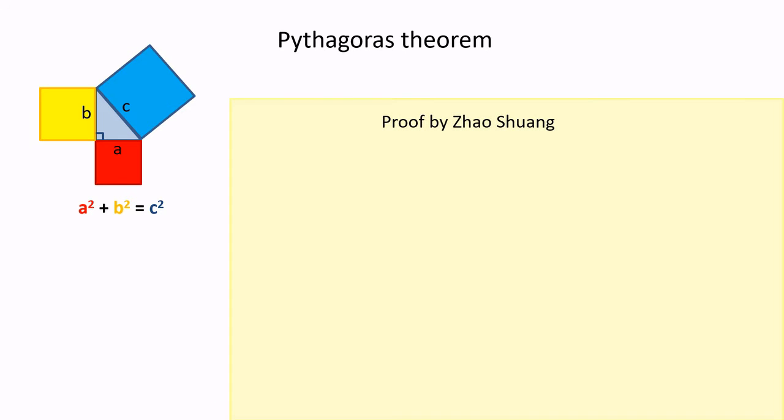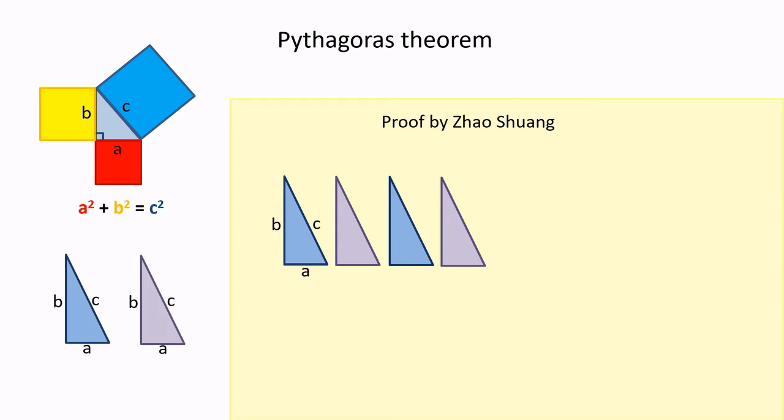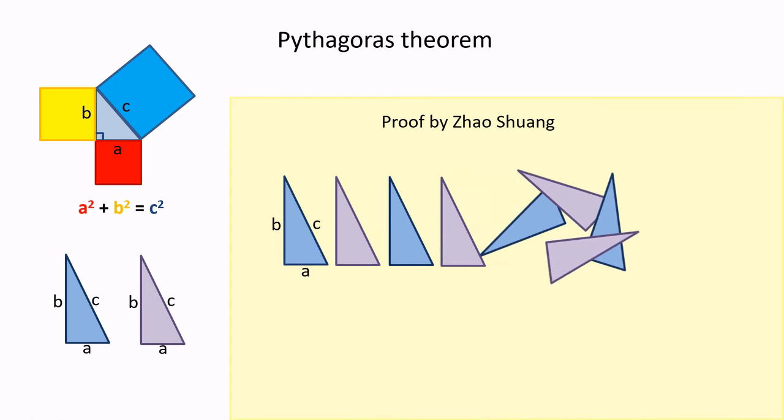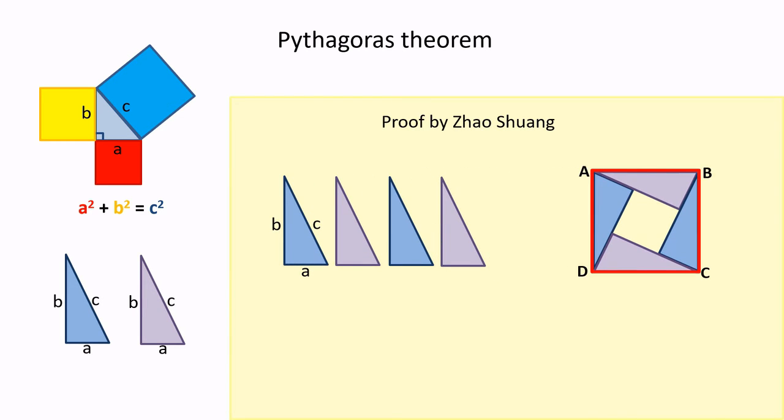The ancient Chinese mathematician Chou Pei suggested a proof of Pythagoras' theorem also. Take four identical right-angled triangles with hypotenuse C and two legs A and B. Arrange them to form a square as shown in the figure. A, B, C, D form a big square with side C, while P, Q, R, S form a small square with the side B minus A.